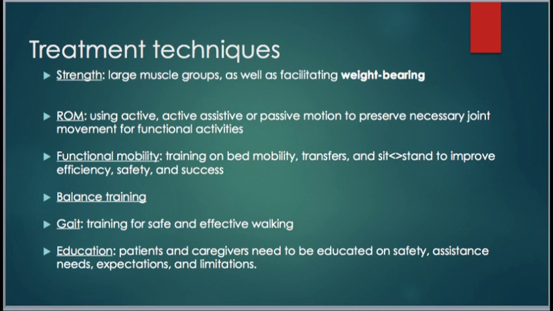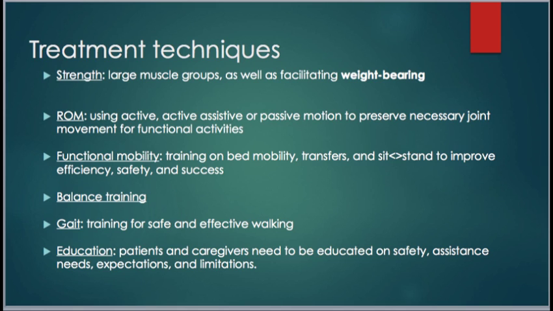We'll move on now to some different treatment techniques addressing the impairments that we've discussed. Specifically, we'll discuss treating strength impairments, particularly large muscle groups, as well as facilitating weight bearing. Range of motion, which typically involves using active assistive or passive motion to preserve necessary joint movement for functional activities. This is particularly in response to spasticity or flaccidity that may limit joint range of motion.